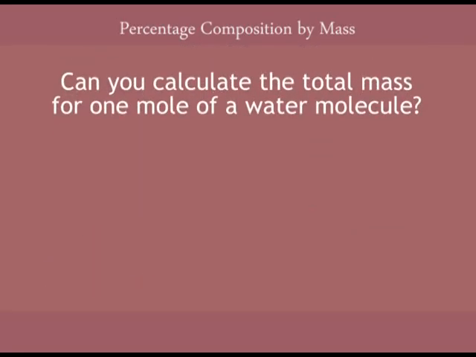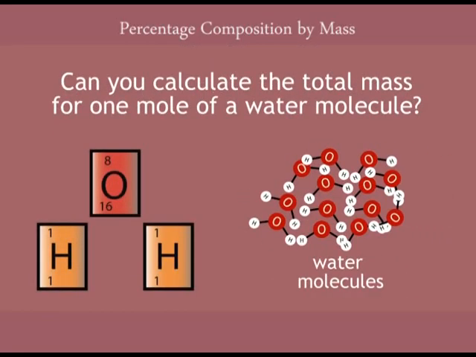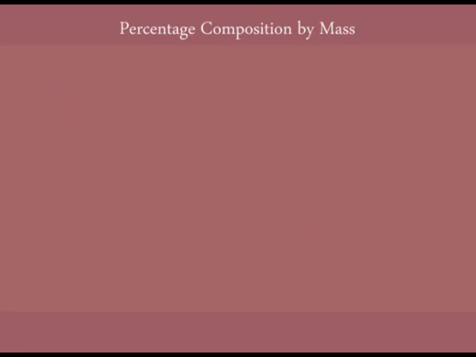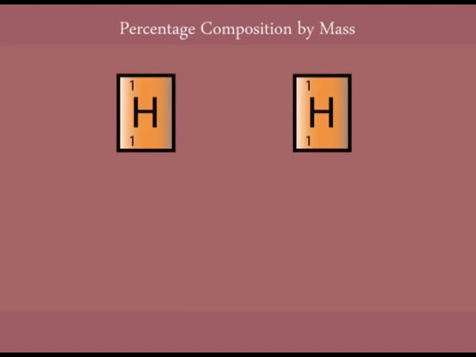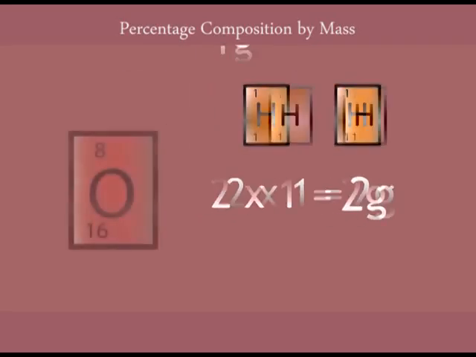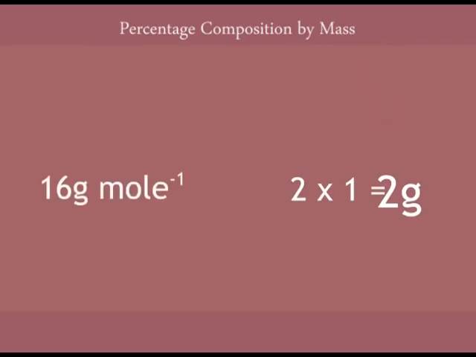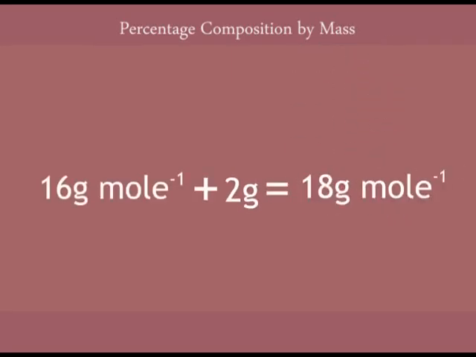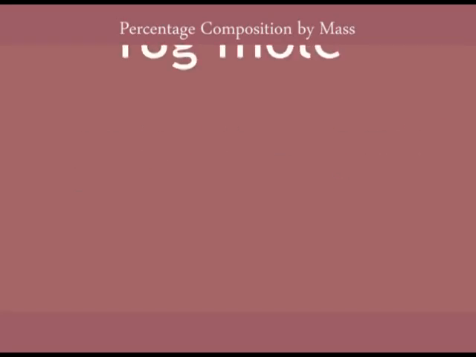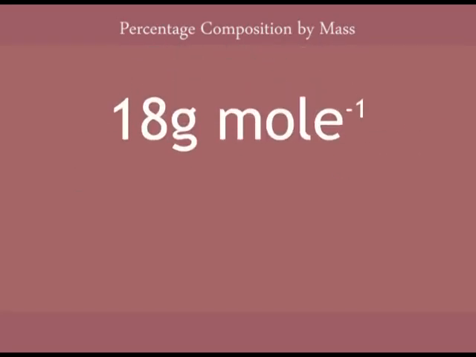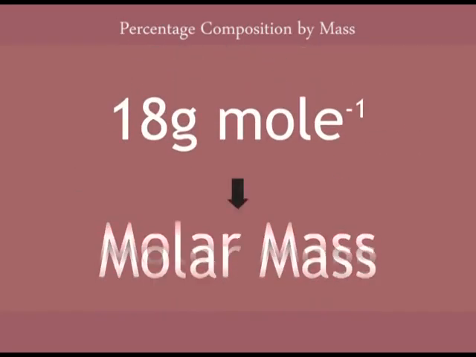Let us calculate the total mass of 1 mole of a water molecule. There are 2 hydrogen atoms, each with atomic mass of 1 gram. So 2 times 1 is 2. Then we add this to the atomic mass of 1 oxygen atom, which is 16 grams. So 16 plus 2 is 18 grams. This is the molar mass of water, 18 grams per mole.